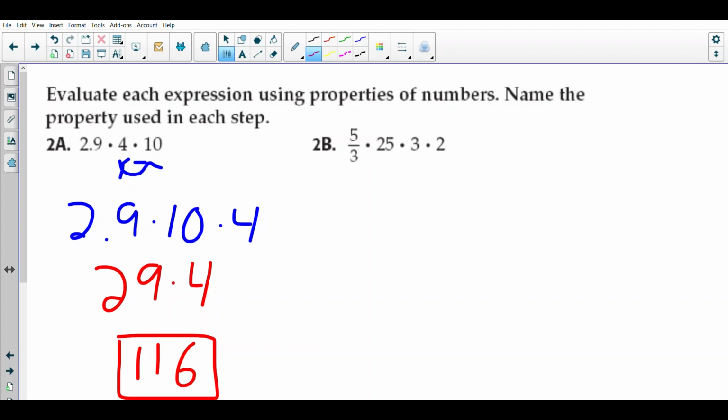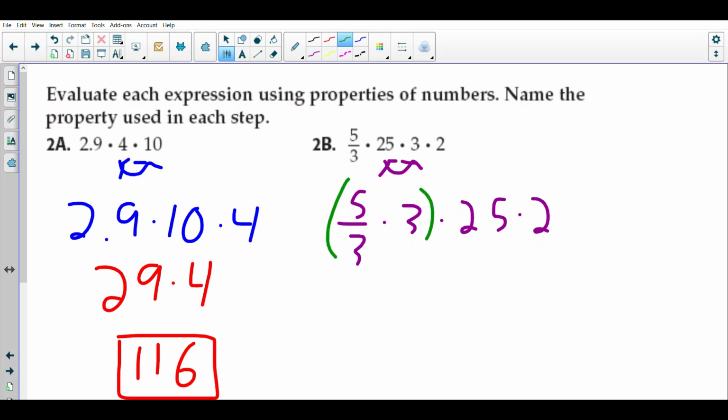Next one, 5/3 times 25 times 3 times 2. So again, I'm going to flip this. So I get 5/3 times 3 times 25 times 2, and that is the commutative property. And then I'm going to group the first two and the last two to make it really easy.